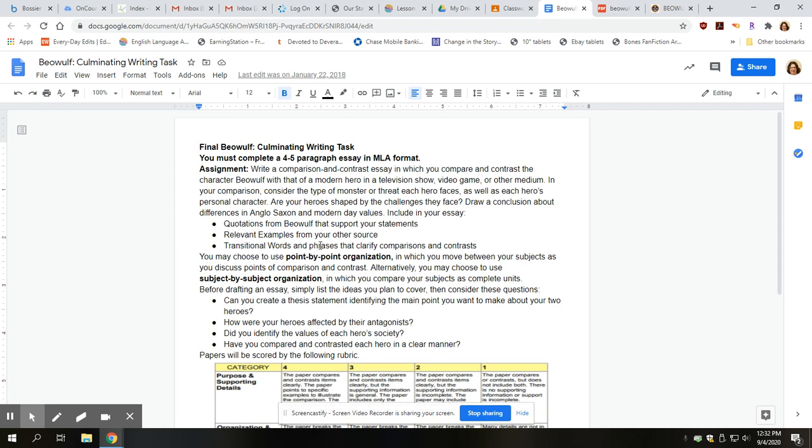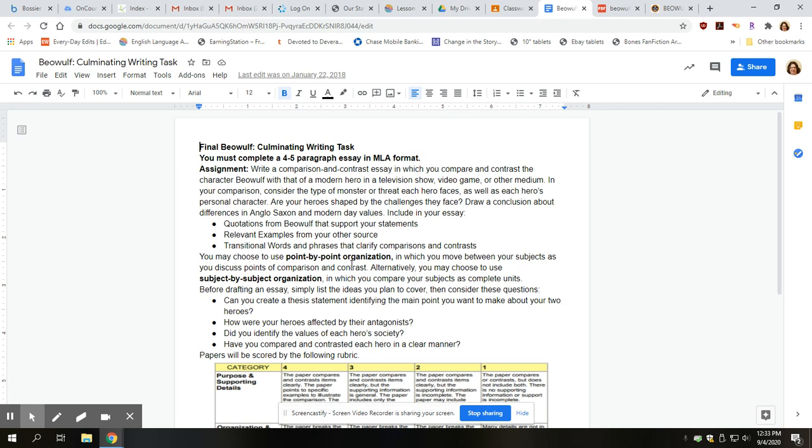Okay, so this paragraph talks about the organization that you can use for your essay. You can choose to organize it in a point-by-point method or subject-by-subject method, meaning subject by subject, I would talk about everything to say about Beowulf, and then I would talk about everything to say about Superman. In a point-by-point organization, I would talk about Beowulf and Superman, and then in another paragraph, Beowulf and Superman.